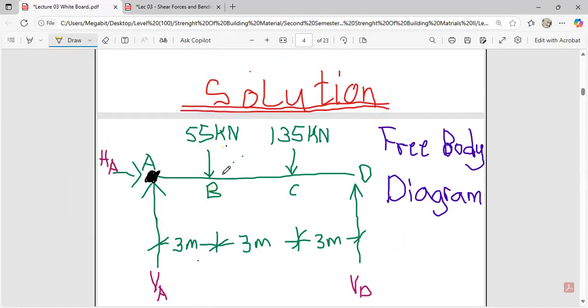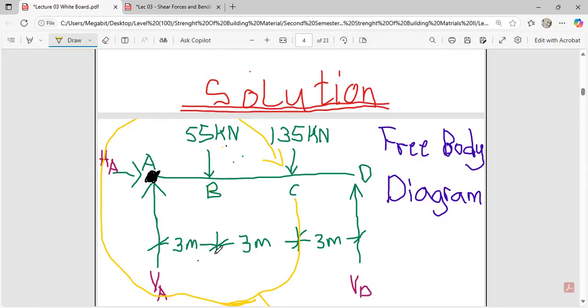Then if you open your compass to C and you take the moment, you realize that it's going to go about A. Because the distance of 6 meters has been covered and it is moving in a clockwise direction, it's also going to be negative. So it's going to be 135 times 6, 135 kilonewton times 6 meters.